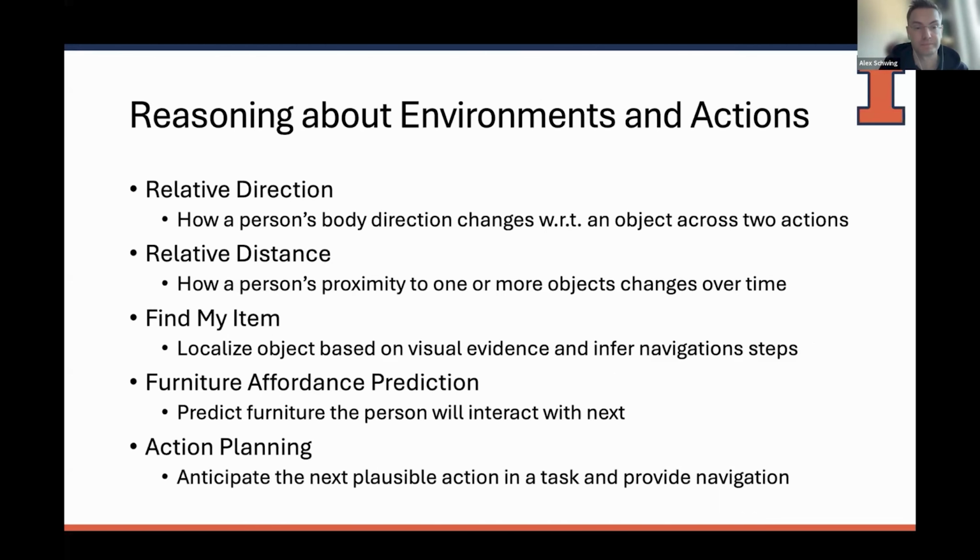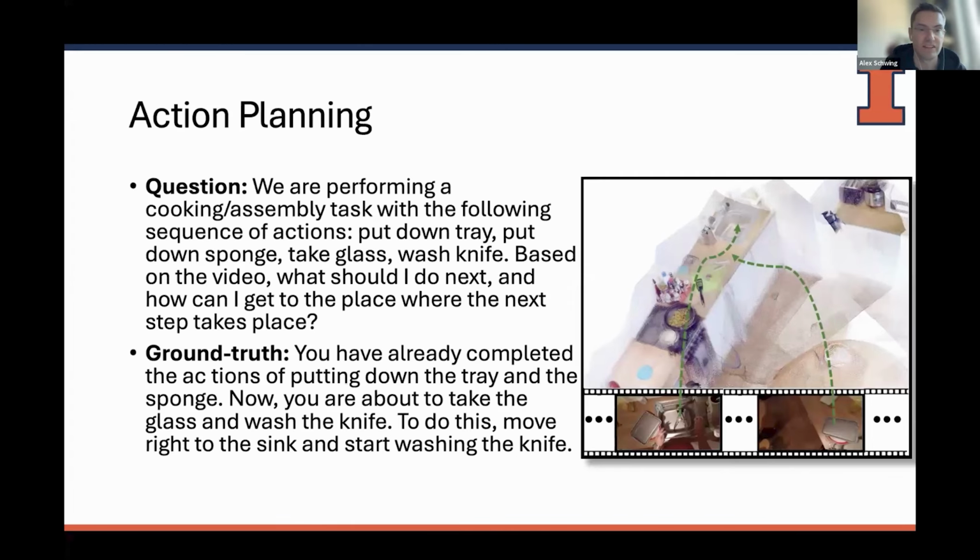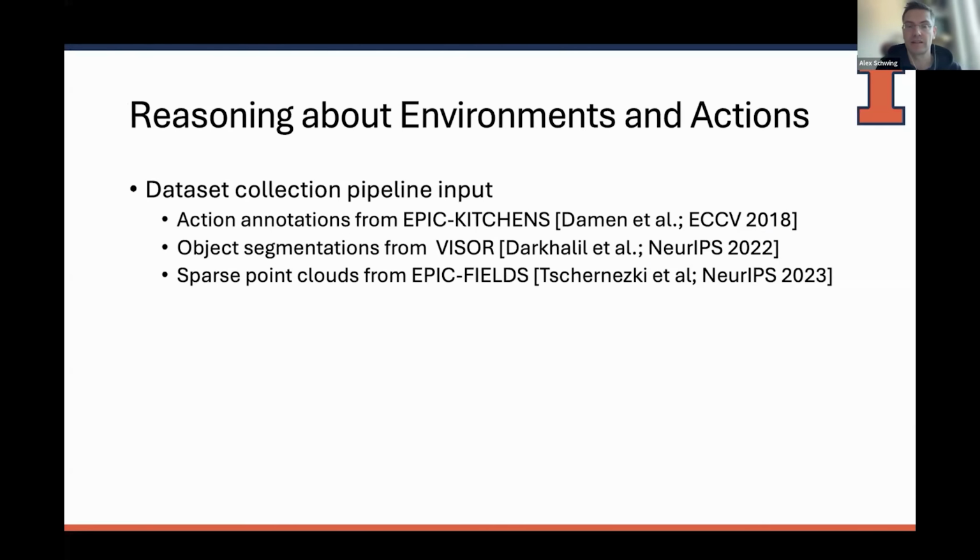And last one is action planning. Anticipate the next plausible action and provide the corresponding navigation. For instance, again, on the right-hand side, you can see some example. And the question would be, we are performing a cooking assembly task with the following sequence of actions: put down tray, put down sponge, take glass, wash knife. Based on the video, what should I do next? And how can I get to the place where the next step takes place? So these are the types of tasks that we're interested in.